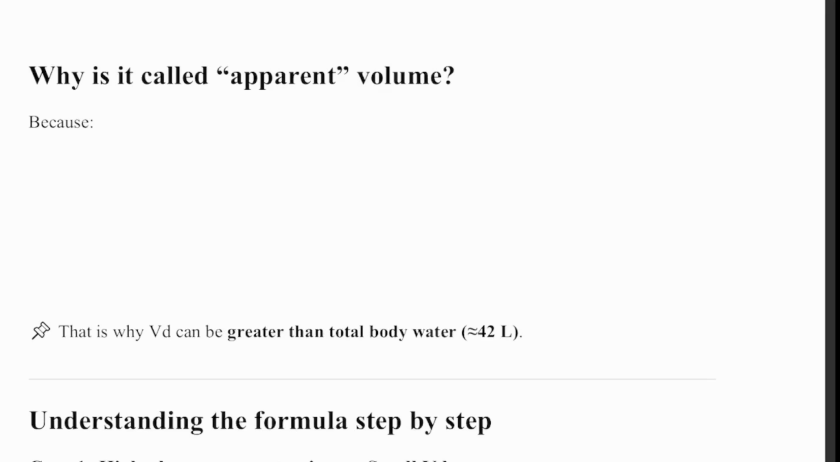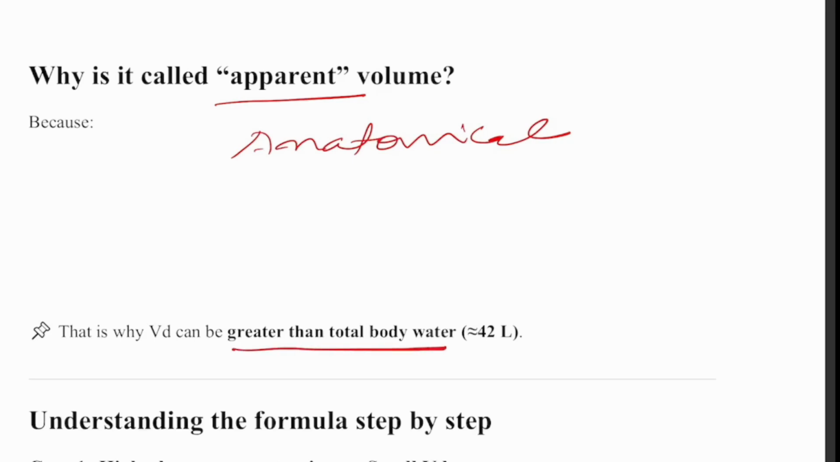And you have understood why it is called apparent, it is not anatomical. So it is not an anatomical concept, it is a distribution concept. That is why Vd can be greater than the total body water.